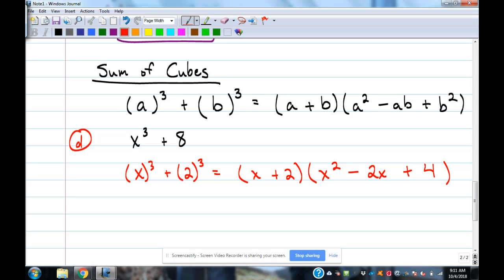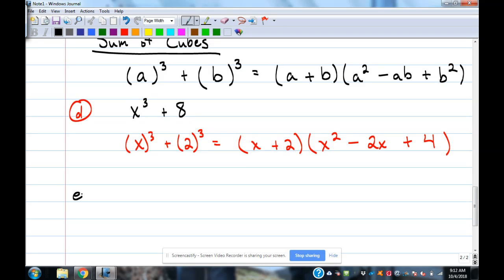The long piece always has the opposite sign in the middle. Okay? So sum of cubes, plus in the short, minus in the middle of the long one. It's always plus out here because we're always squaring something. And anytime you square anything other than an i, you get a positive number, right? i squared is not positive, but we're not dealing with those at the moment.